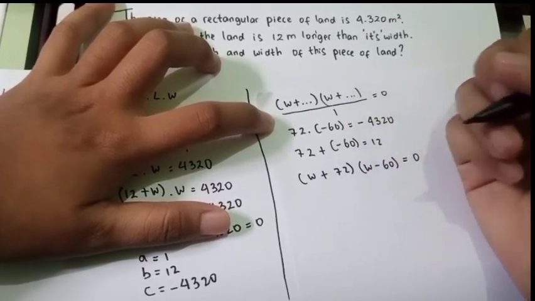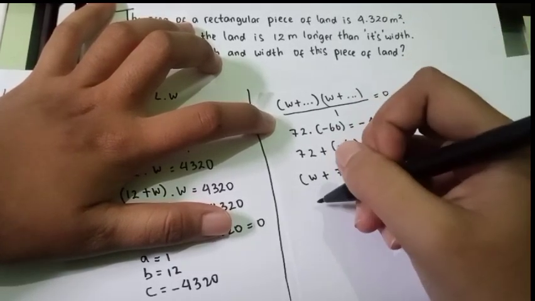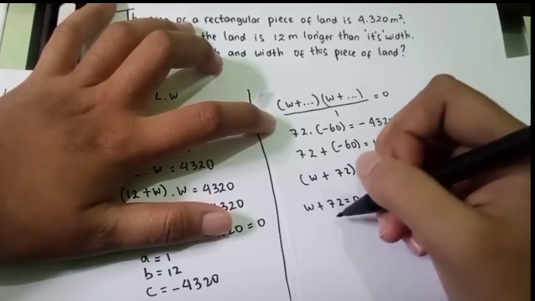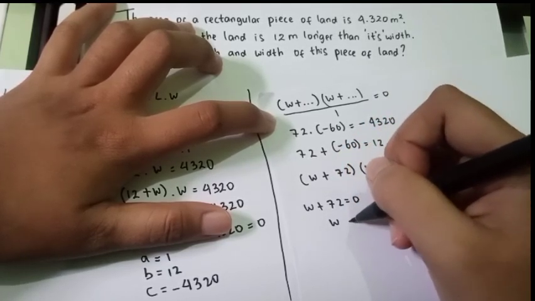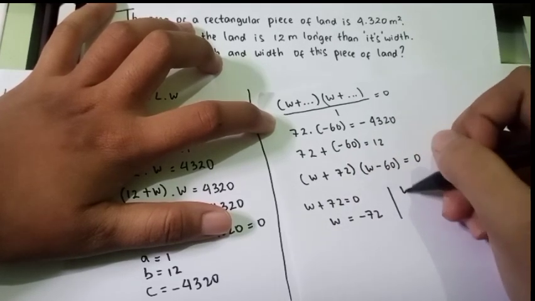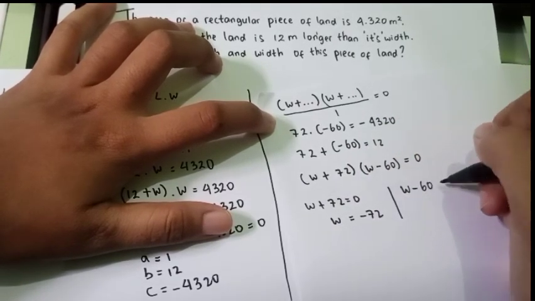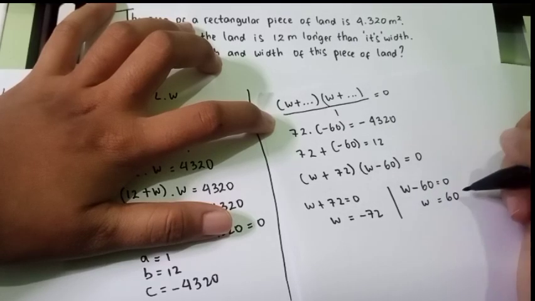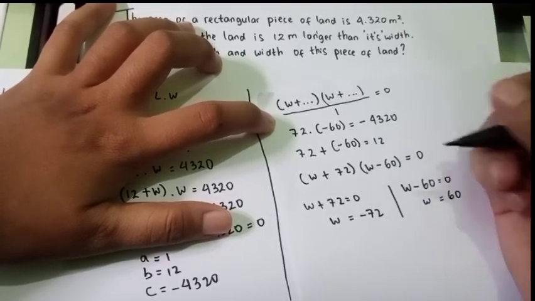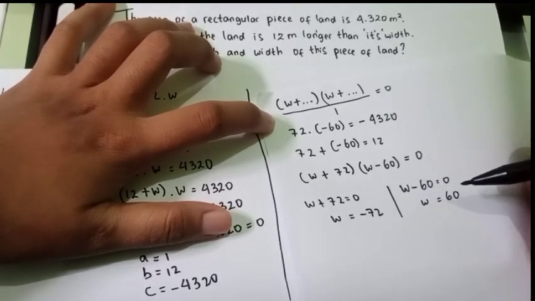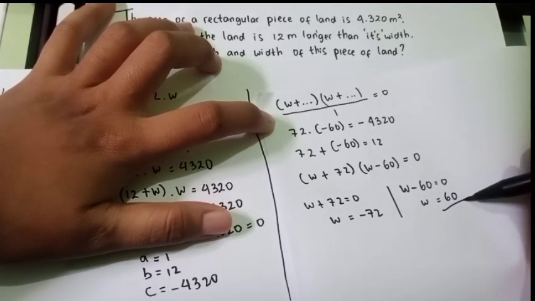So we get two widths. The first one is width plus 72 equals 0, so width equals minus 72. And the second is width minus 60 equals 0, so width equals 60. A width cannot be negative. So we take the width with a value of 60.